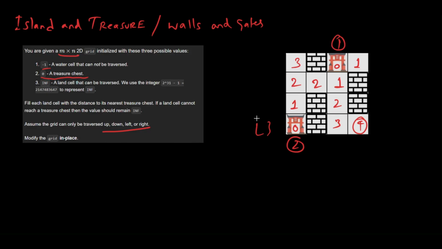Okay, 4 over here. Let's go for layer 4 of gate 2. So far, it is out of bound, blocked, and visited. So yeah, we have successfully updated this grid.